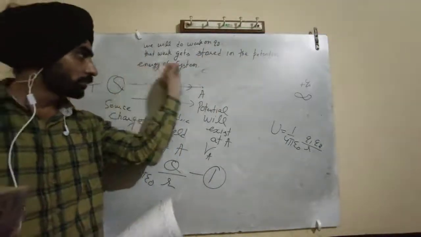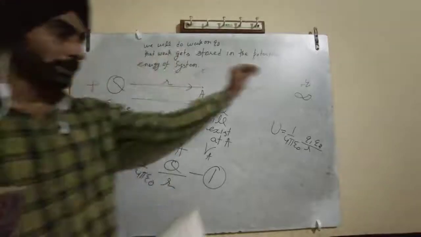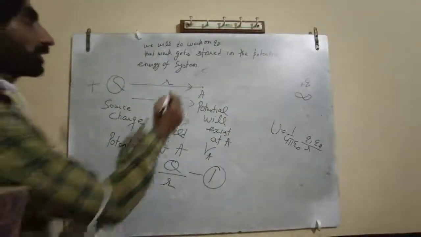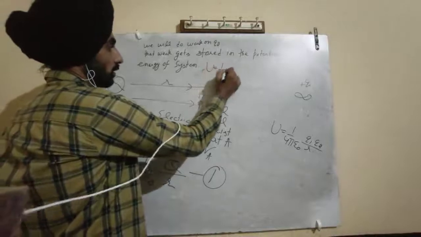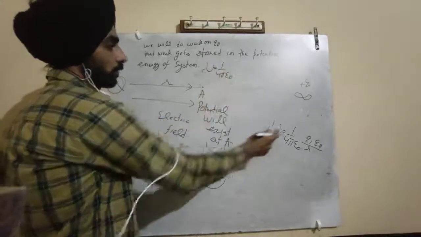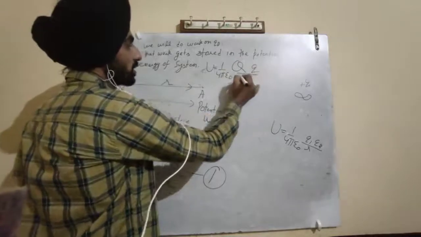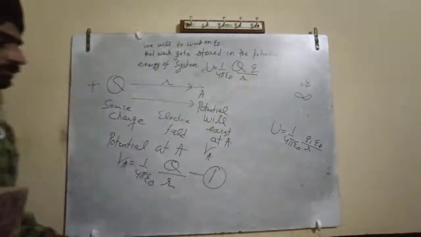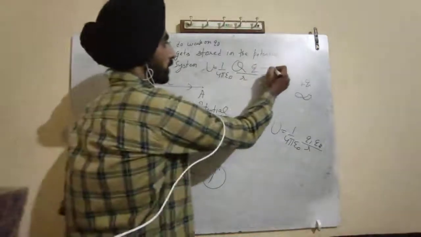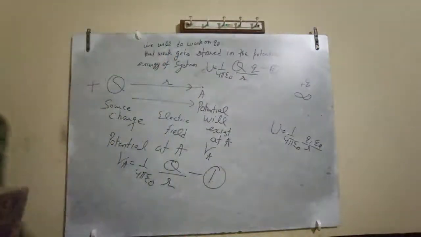But that potential energy will be of the system. So big Q and small q, they are making a system. So what is the value of that potential energy? We have calculated 1 upon 4 pi epsilon naught, first charge, second charge, the distance between the charges. So this is the work done on Q2 that will get stored.